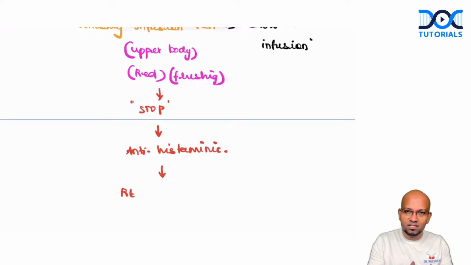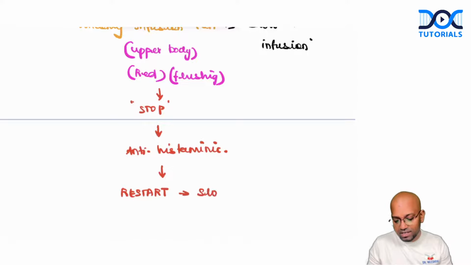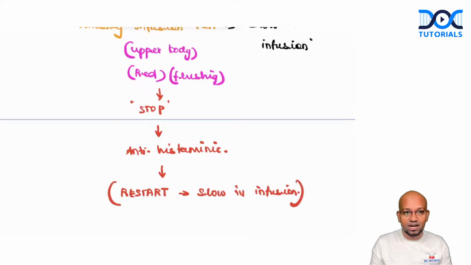Now we can restart the vancomycin as slow IV infusion again. Even with slow IV infusion, we have to restart at an extremely slow rate, which means the number of drops per minute is going to be much lesser. That's how we have to manage vancomycin infusion reaction.